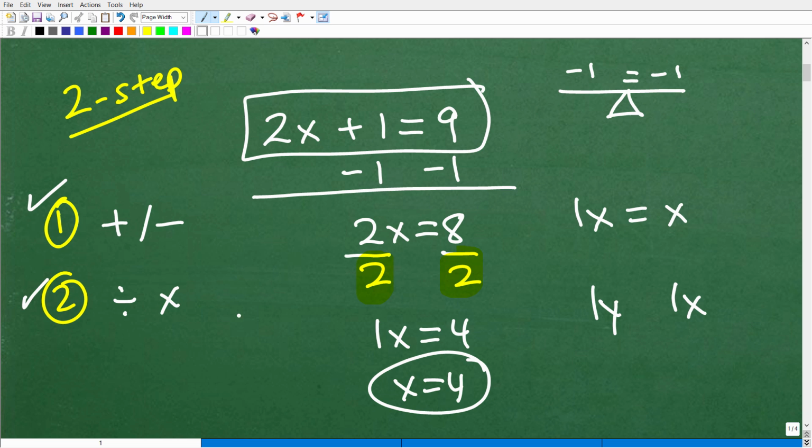Okay, so if you got this right, outstanding. Let me give you a happy face and a couple check marks. But let's see how you did on this next problem.